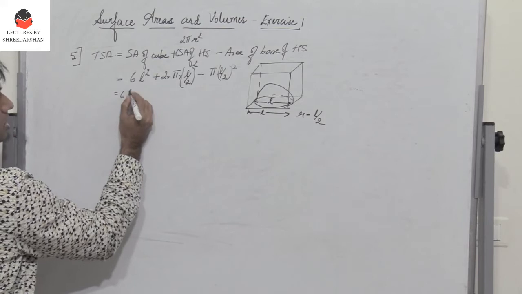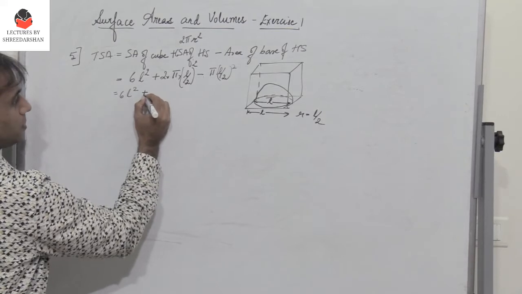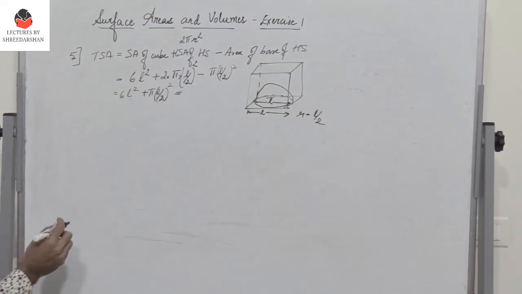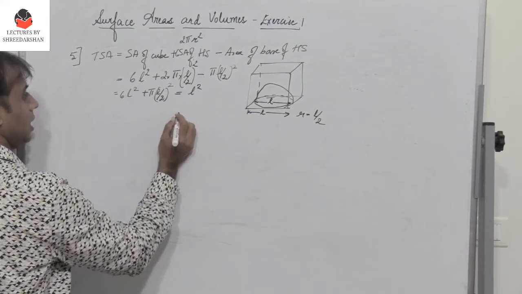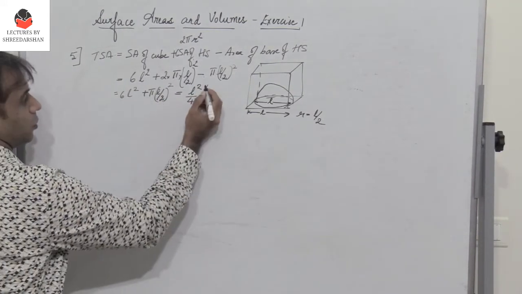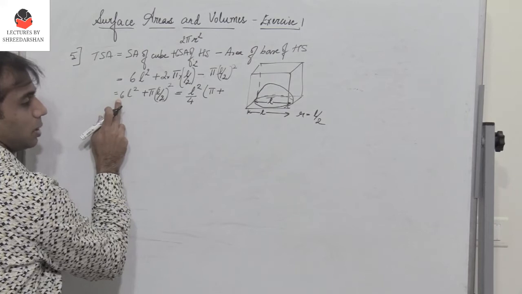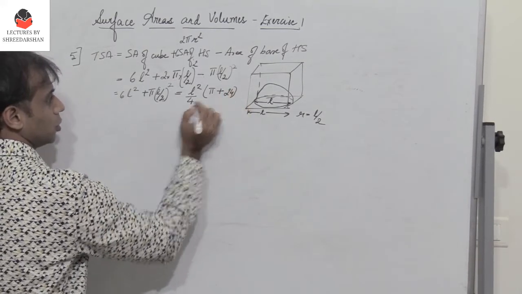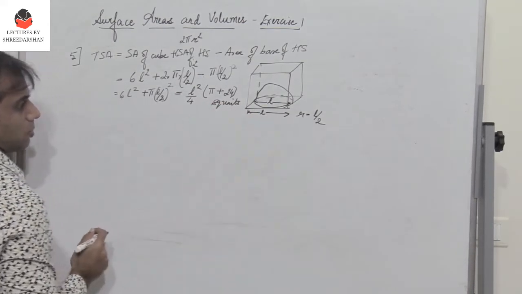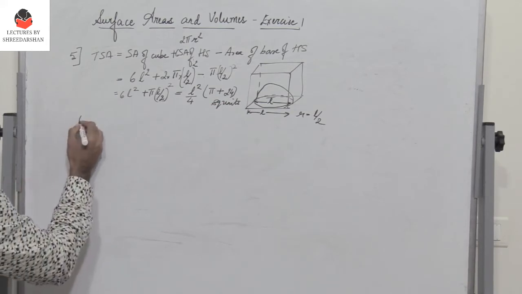Okay, so I get 6L square. So this is 2 pi r square minus pi r square, which is plus pi into L by 2 square. So therefore this is nothing but equal to, if I take L square by 4 outside, I get pi plus, since I've taken 4 outside here, I need to multiply this by 4, I get 24. So this is going to be in square units, right? Because the unit of the length has not been given, it is in general square units. So very easy problem.